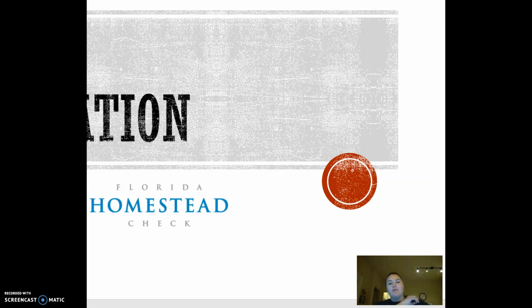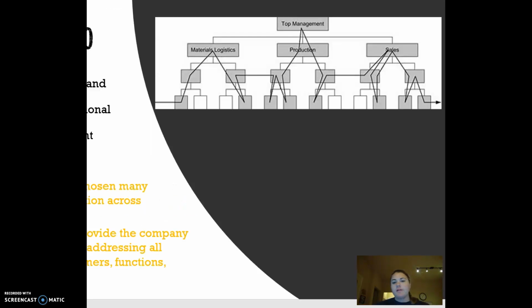Today we're going to talk about how to apply the lateral organization processes to Florida Homestead Check. First, we're going to discuss what the lateral organization is. This is sort of an intro. Here we have a visual aid to show you just what a lateral design looks like.